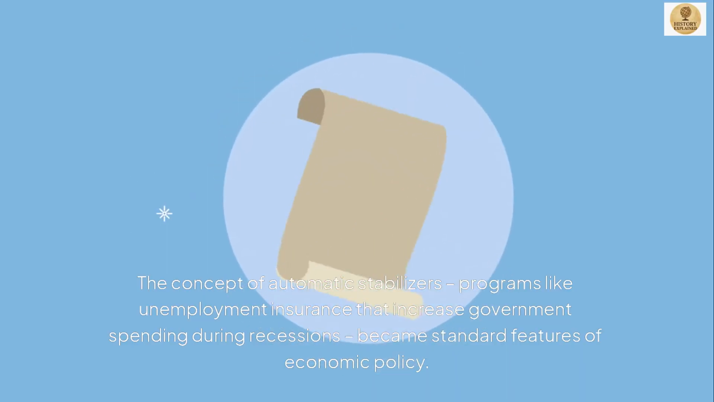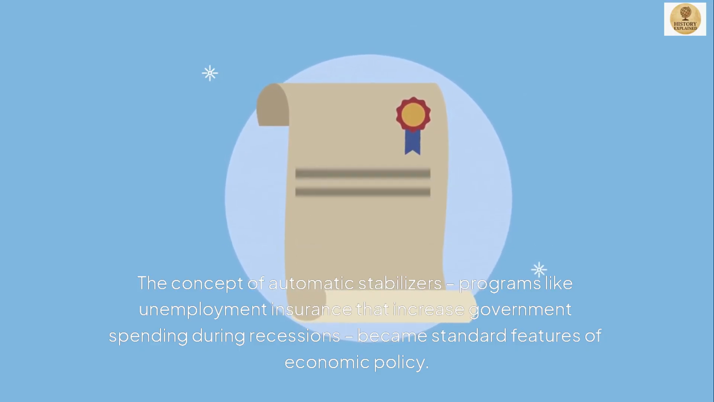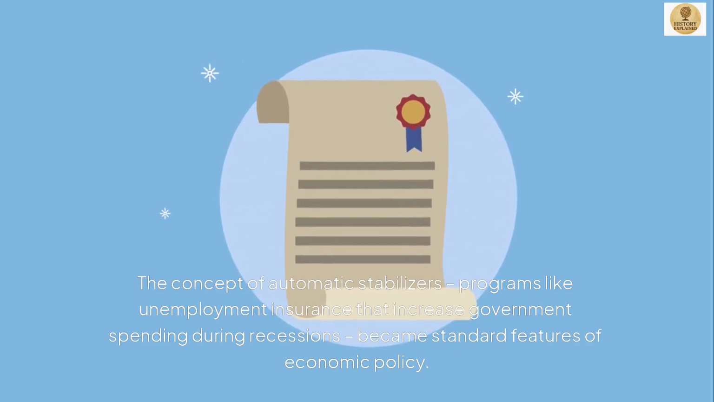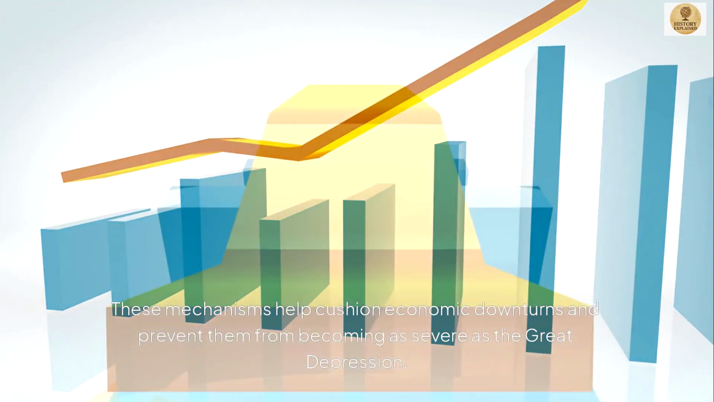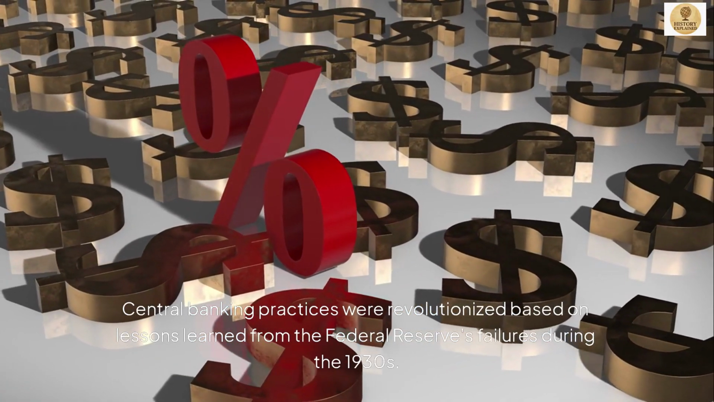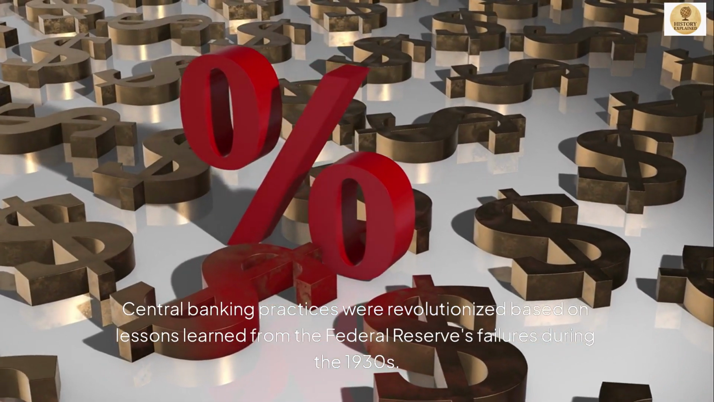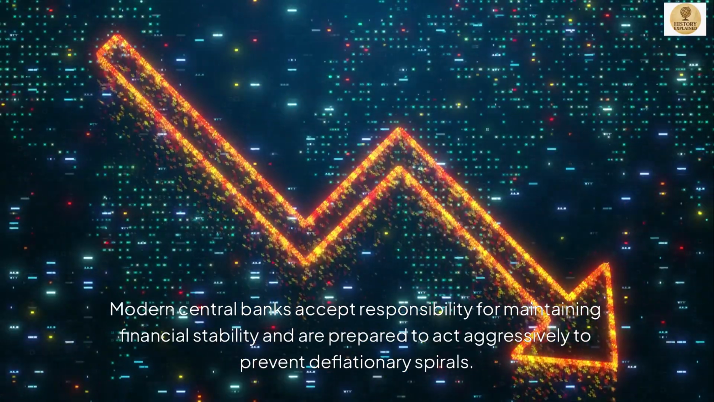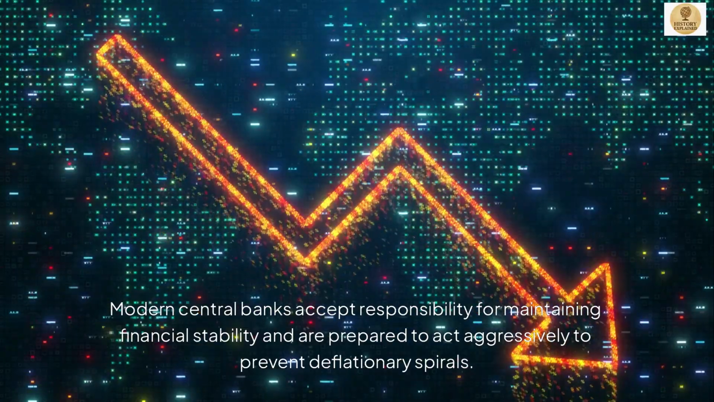The concept of automatic stabilizers, programs like unemployment insurance that increase government spending during recessions, became standard features of economic policy. These mechanisms help cushion economic downturns and prevent them from becoming as severe as the Great Depression. Central banking practices were revolutionized based on lessons learned from the Federal Reserve's failures during the 1930s. Modern central banks accept responsibility for maintaining financial stability and are prepared to act aggressively to prevent deflationary spirals.